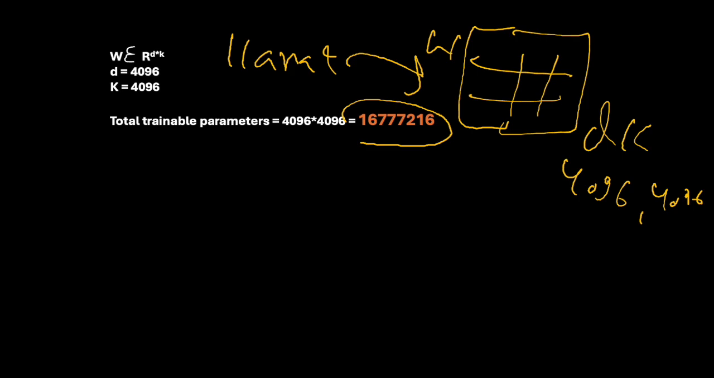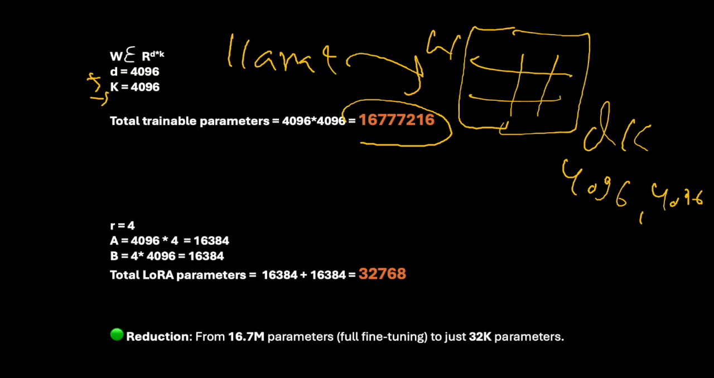It's super easy to calculate. We just multiply d and k and we get total trainable parameters. Now let's assume we are trying to do LoRA on top of it, using this LoRA technique. Let's see how it goes.